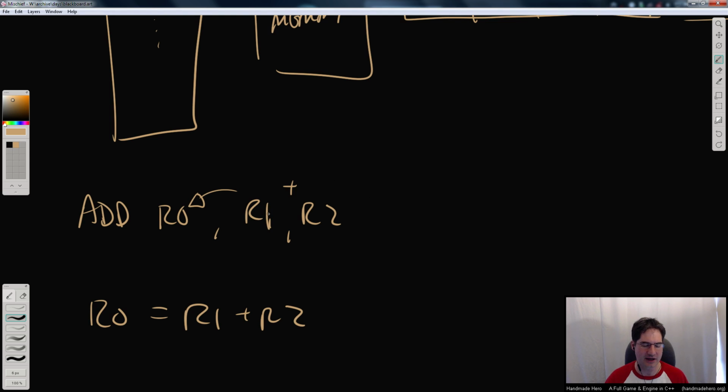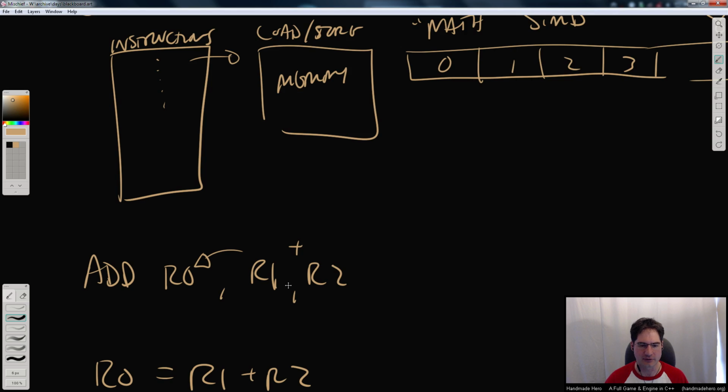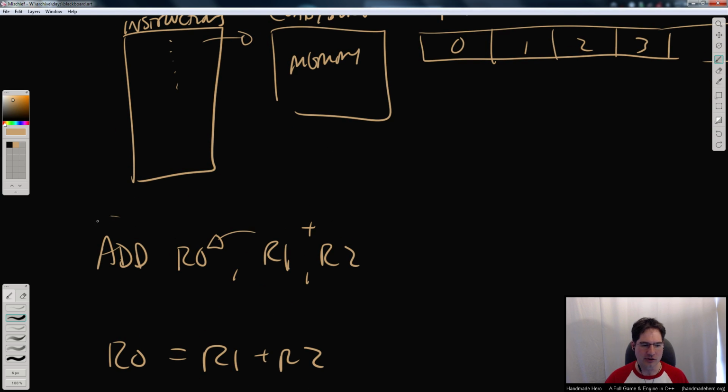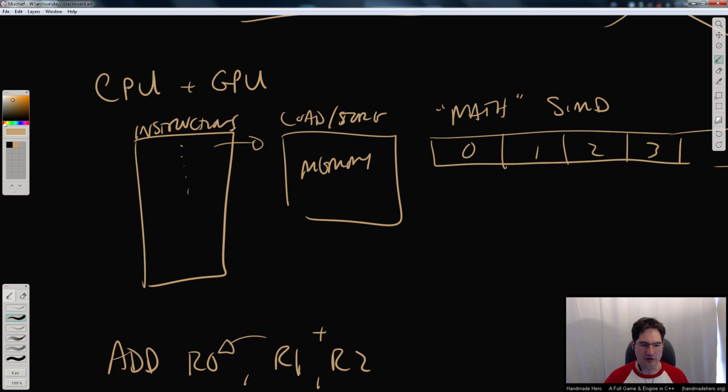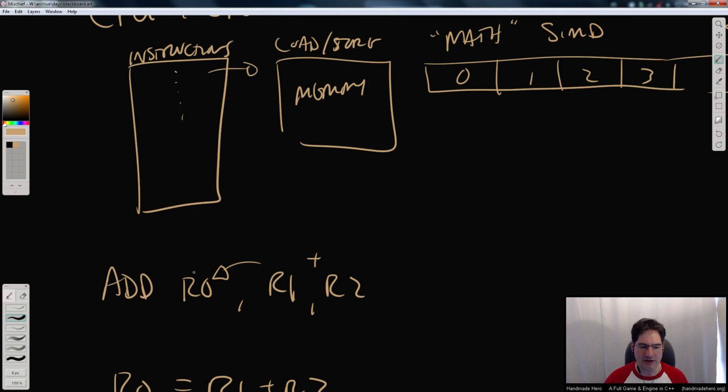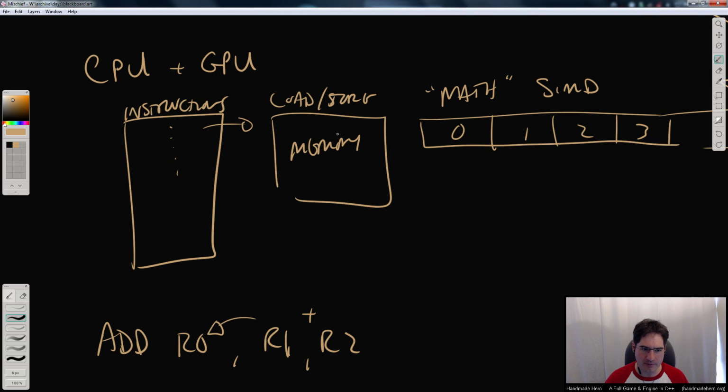Maybe there's 16 of them. Who knows how many there are, it differs from processor to processor. But basically everything looks like this. And if you remember back to the beginning of Handmade Hero, you remember how it looked. Our instruction streams typically looked like: grab something from memory, put it into one of these registers, grab another thing from memory, put it into one of these registers, operate on them, and then write the result back out from the destination register to memory, right?